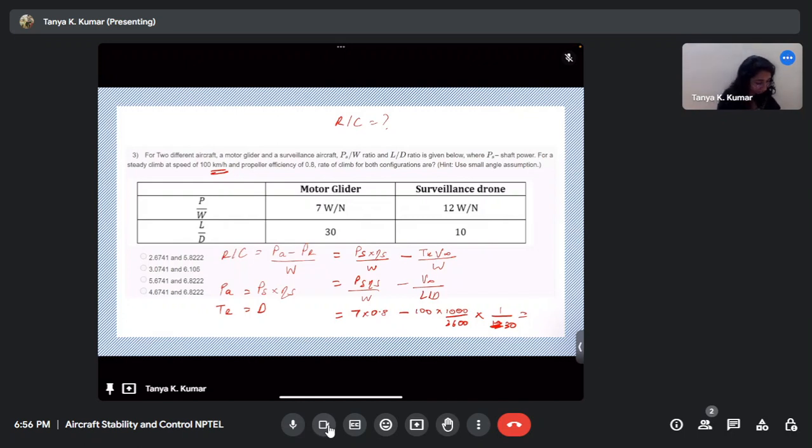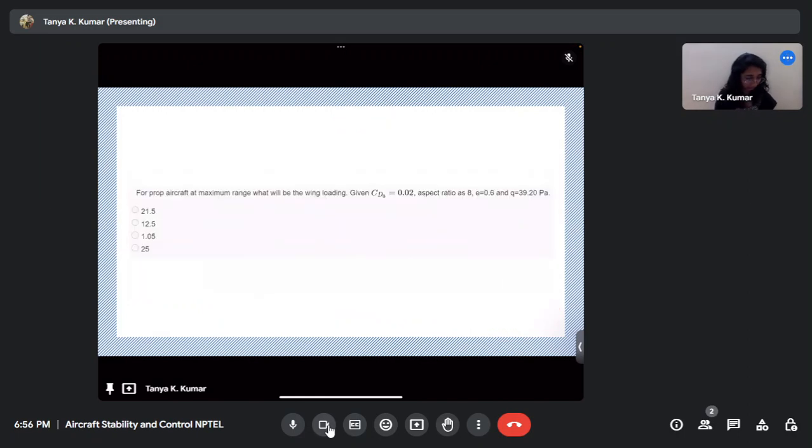4.67, right? I'm getting 4.6741. This is the right answer, but just calculate it for the surveillance drone as well. The same formula, just substitute those corresponding values. Yeah, so you are getting 6.822, right? So that is the right answer. Let's go to the next case.